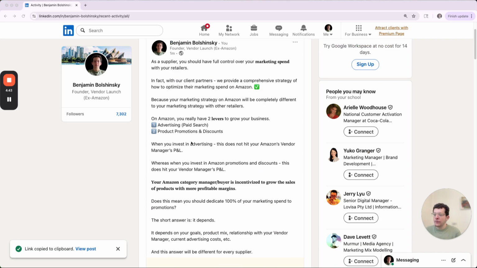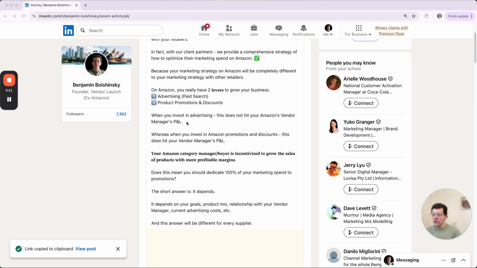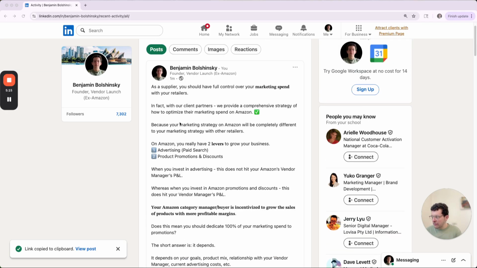So, for example, you have your deal events like Prime Day, Black Friday, Boxing Day. During those deal events, it 100% makes sense to invest in promotions and discounts because there's a whole bunch of traffic on the website, and you want to increase the proportion of traffic that then converts to a sale for your products. When your product page displays a 40% or 50% off price discount, it 100% will increase your conversion rates. So that's how I look at promotions and discounts versus advertising.